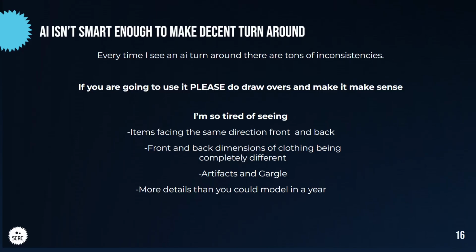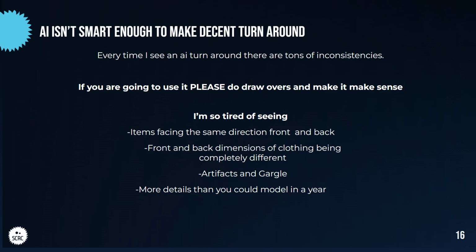The thing that really kills me, though, is these turnarounds are not consistent most of the time. Maybe it's just because nobody's spending money for the really good AIs, I don't know, but these 4 issues drive me insane. Items will face the same direction, whether you're facing front or back. Dimensions will not translate. For example, there was one time the concept had a really big dress, and the character's hands were in front of the dress in every angle, and I'm like, that just physically does not work. So anyways, artifacts and just garble, I don't know if that's how you spell it, stuff that doesn't make sense.